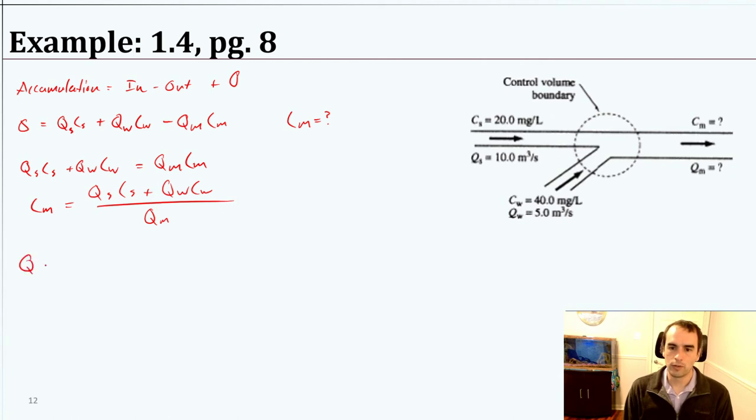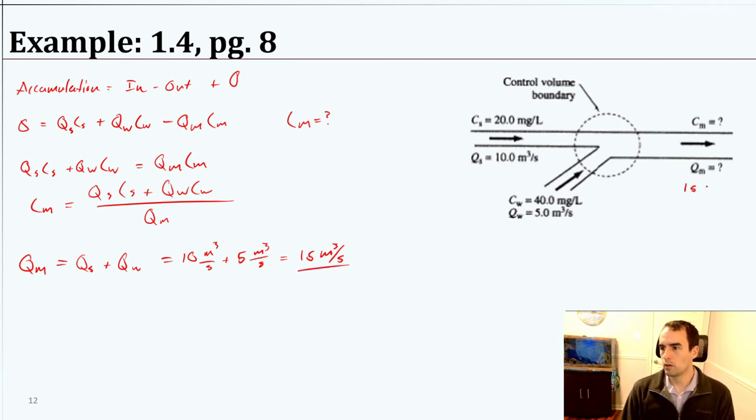So what we can say is the Q, the flow rate of the mixture, is going to be the combination of the stream plus that wastewater entering. So here, this is simply going to be 10 cubic meters per second plus 5 cubic meters per second, which is 15. Okay, so that's one component that we need to add here. If you had gotten this far, then you would have noticed you're missing that piece, and you would have to take a look at the problem again and find how to get that piece. Okay, so that leaves our CM.